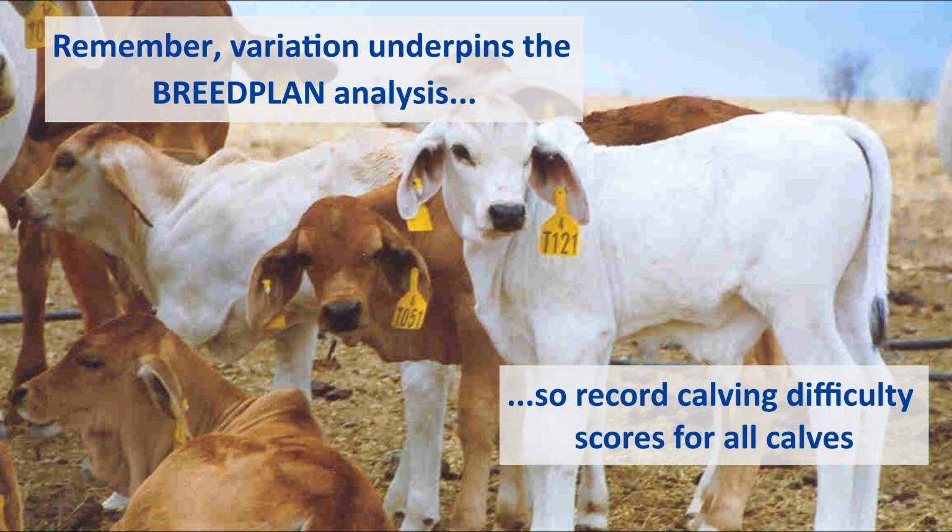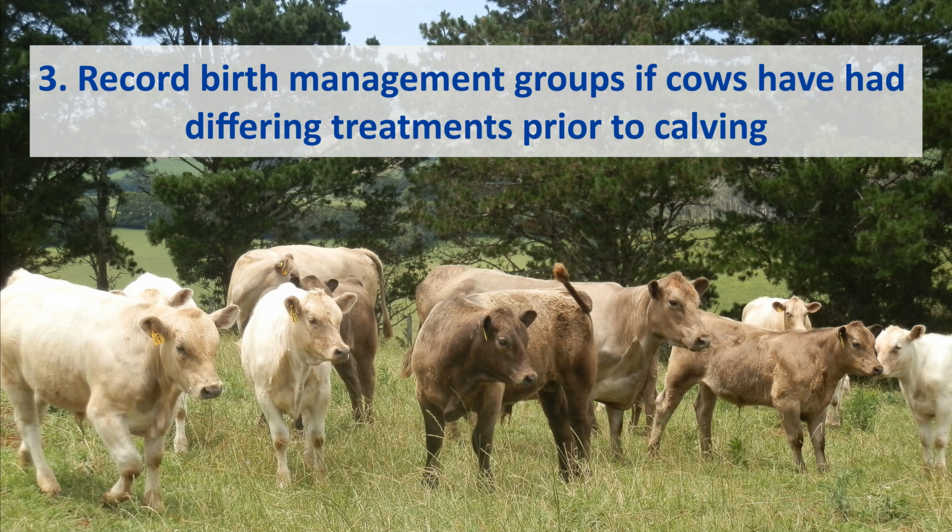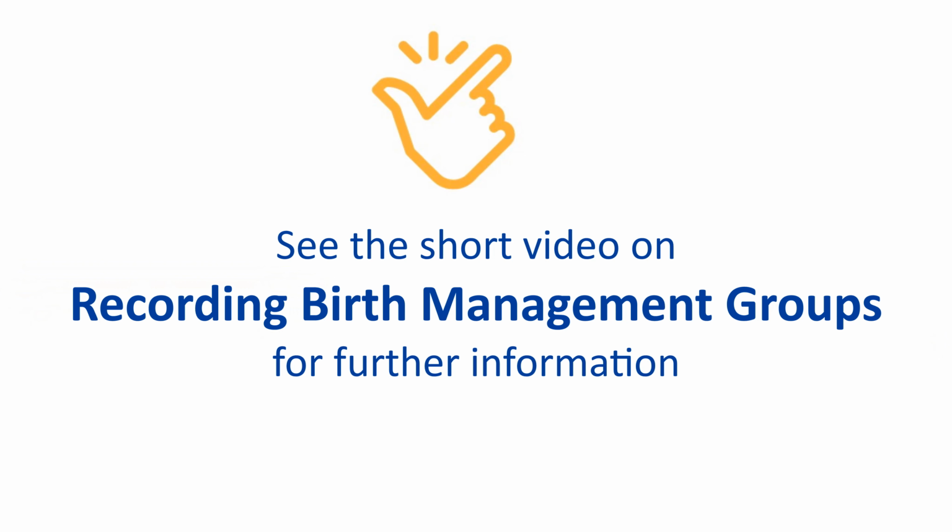As is also the case for birth weight, a birth management group should be recorded if there have been different treatments of the cows prior to calving that may affect calving difficulty. For example, where two mobs are calving down at the same time but have had different levels of feed availability prior to birth. A short video on recording birth management groups is also available for those wanting further information on how to record these.